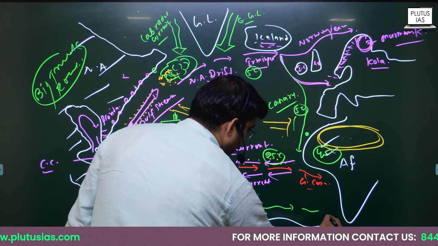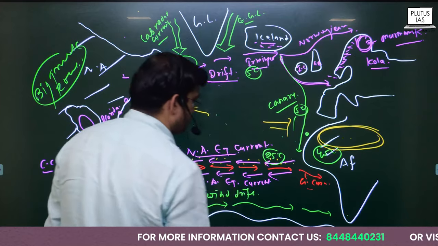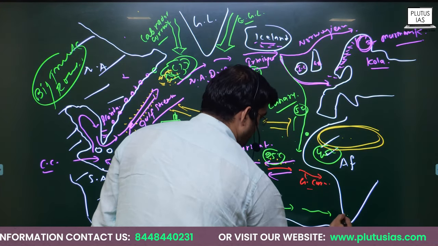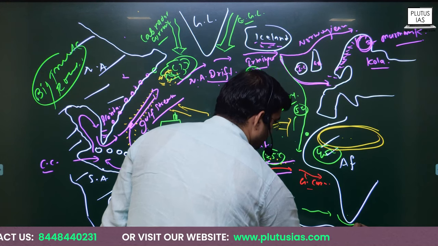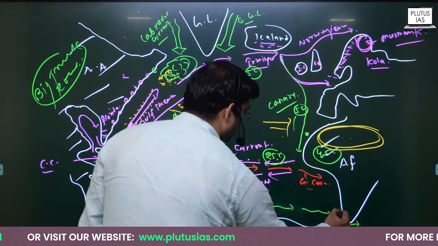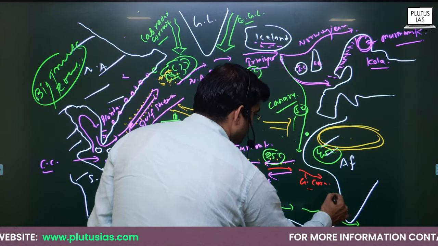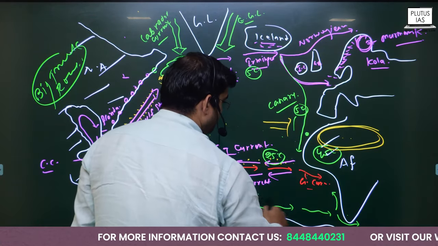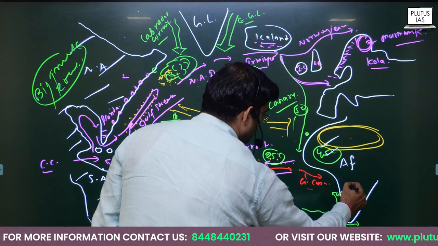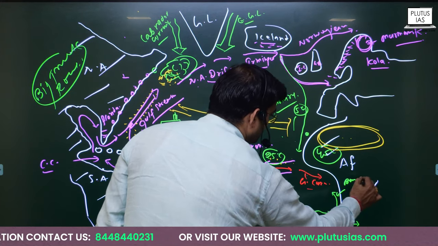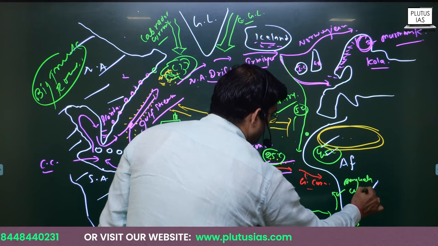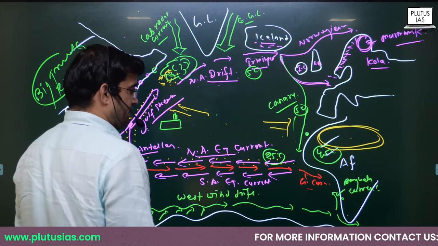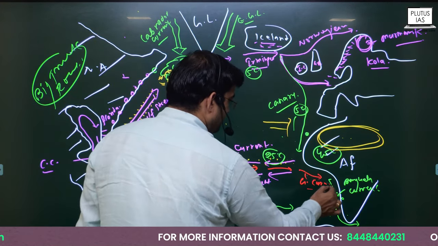Again, when the West Wind Drift reaches the coast of Africa, it collides with the southern tip of Africa, and some water continues its flow. Some water moves this way. The water moving toward the equator is called the Benguela current. Benguela is the location of the country Angola. So the Benguela current flows here.